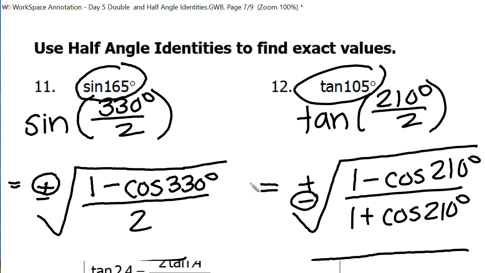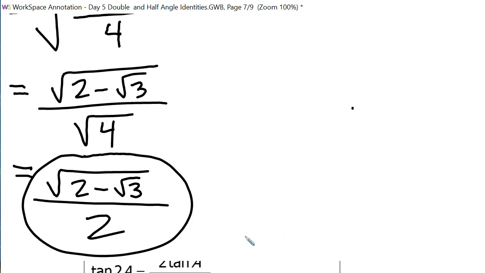And we'll have 1 minus cosine of 210. 210 degrees is in which quadrant? 3, and in quadrant 3, would the cosine be positive or negative? Negative. And what's the reference angle for 210 degrees? 30, and cosine of 30 is square root of 3 over 2. So in the denominator, this would be 1 plus negative square root of 3 over 2.